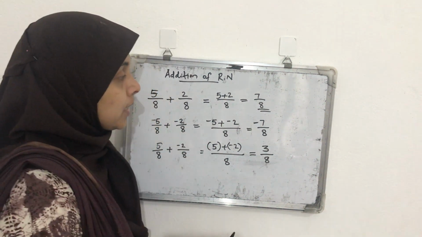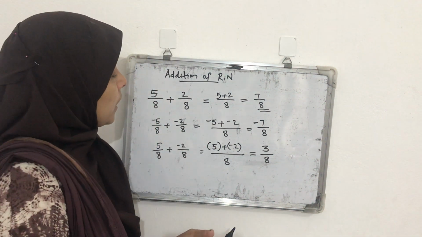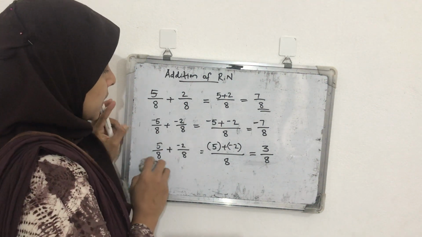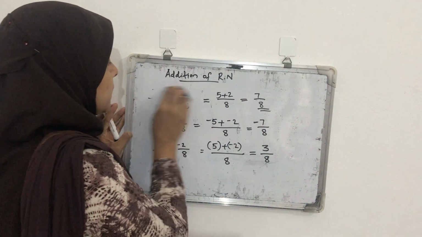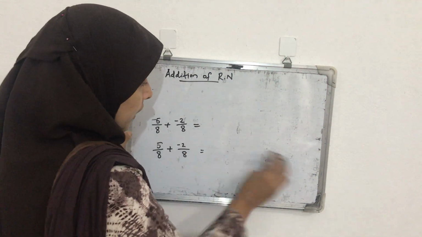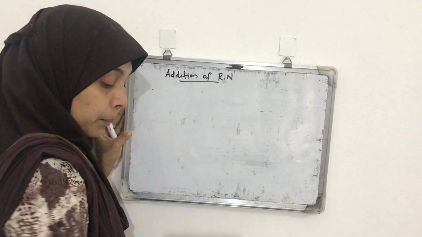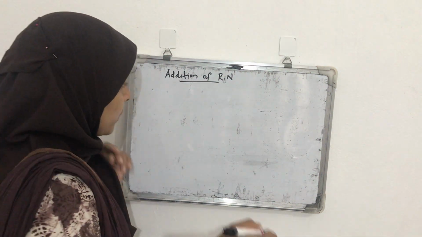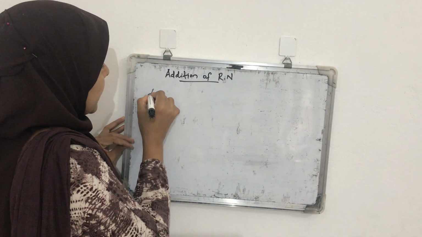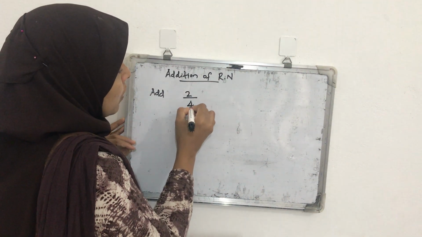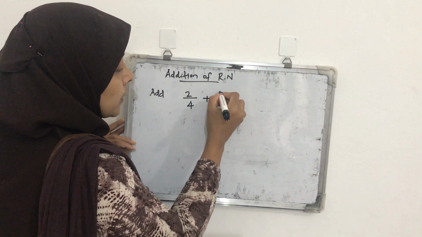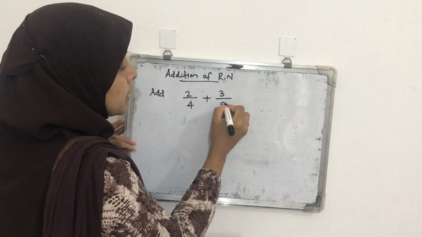Now another case is there. In the previous case the denominators were the same. Another case is if one denominator is a multiple of the other denominator. Look at one question: add 2 by 4 plus 3 by 8.